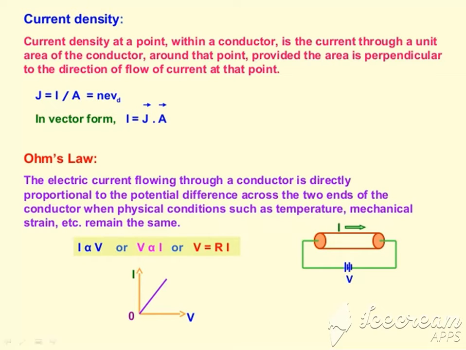So according to Ohm's law, the electric current flowing through a conductor is directly proportional to the potential difference across the two ends of the conductor, when physical conditions such as temperature, mechanical strain, etc. remain the same. So mathematically, I is proportional to V, or V is proportional to I. So V is equal to IR. Now what is R here? R is the resistance of the conductor, and this is an I-V graph for those conductors which follow Ohm's law. It would be a straight line, that is directly proportional, and the slope of the I-V graph would give resistance.